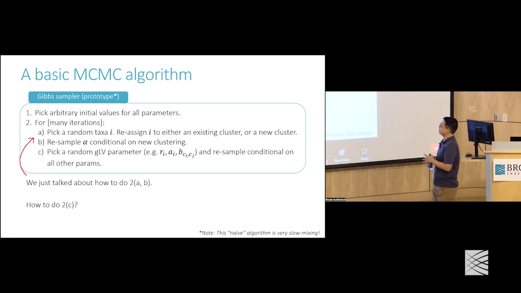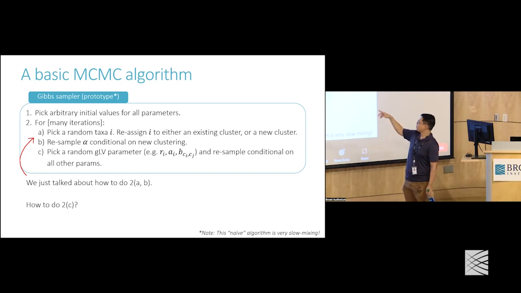So the idea is that, okay, at each step, pick a random organism in your system and reassign it to an existing cluster according to the Chinese restaurant process reweighting I told you about. And then you're going to, again, resample the alpha, which is the parameterization on the Dirichlet process, conditional on the new clustering that you have. And then you're going to pick a random GLV parameter and resample it based on all the other things in the system. And remember, these coefficients are meant to be either truncated normals or normals.